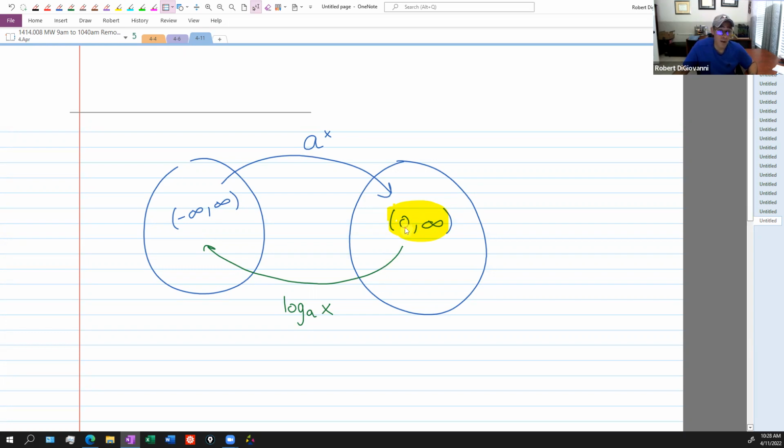You also cannot plug in negatives into logs because it has nowhere to send it back, all right? So 0 can't go into a log and negatives can't go into logs. You can only plug positive numbers into logs. Say it again: you can only plug positives into logs. Only positive numbers can go into a log.